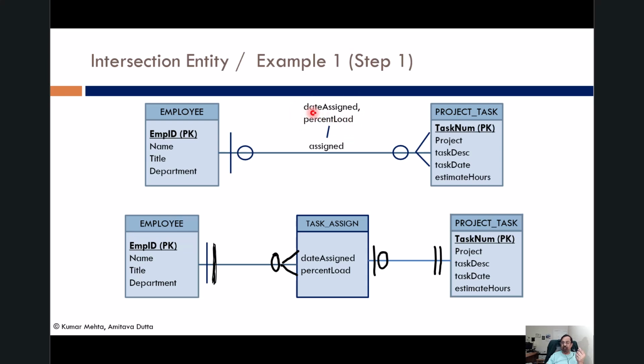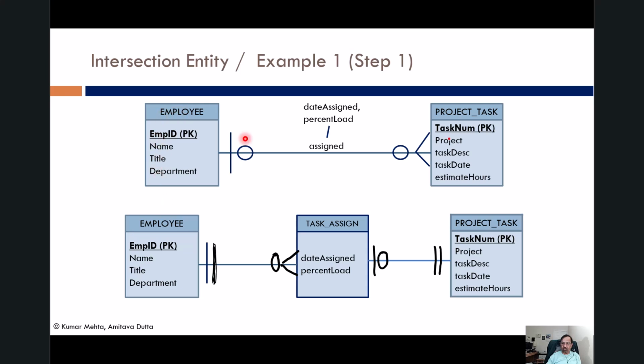So if I think of date assigned and percent load, these are not properties, these are not attributes of any one of the two entities separately. So it's not an attribute of just employee, it's not an attribute of just project task. This date assigned and percent load, those two attributes, these are relationship attributes, meaning these are properties or attributes of the relationship, not of either of the two entities involved in the relationships individually.